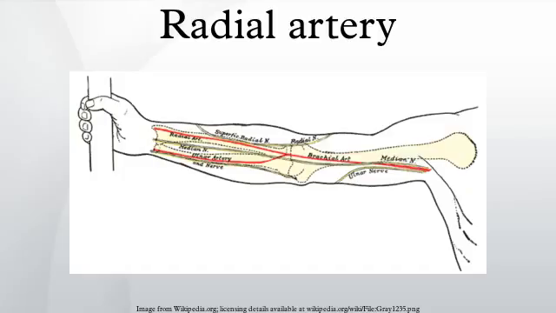Radial artery cannulation is now a common practice in heart catheterization. It is much preferred over the femoral approach due to better accessibility, hemostasis and shorter hospital stay.